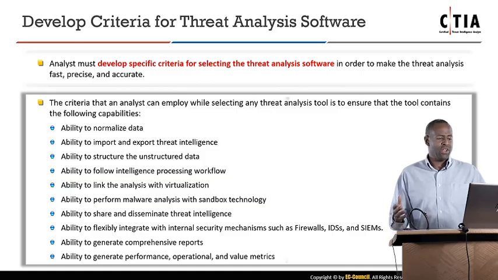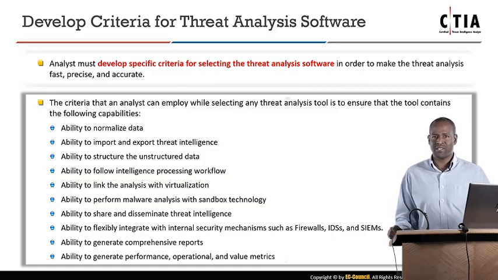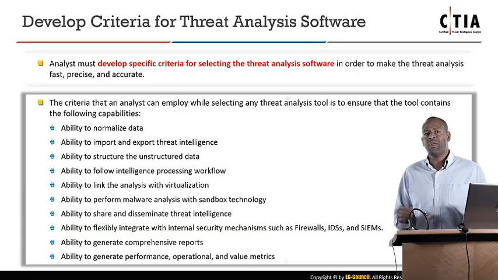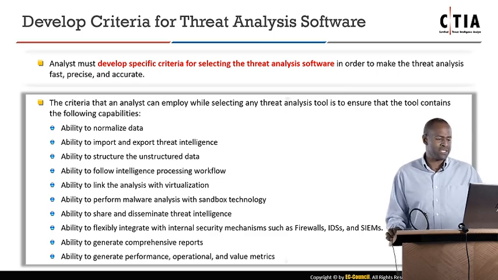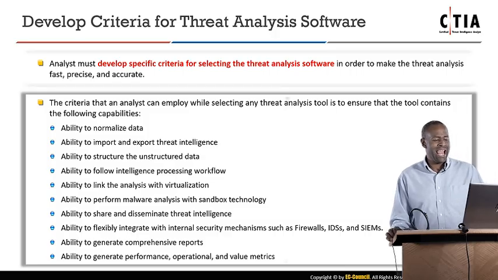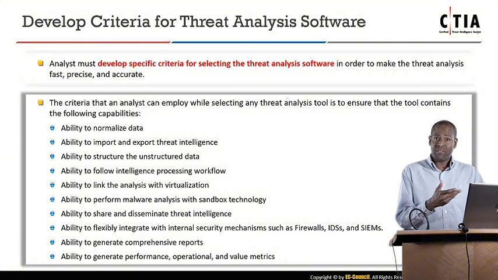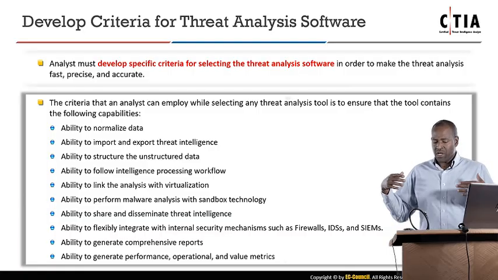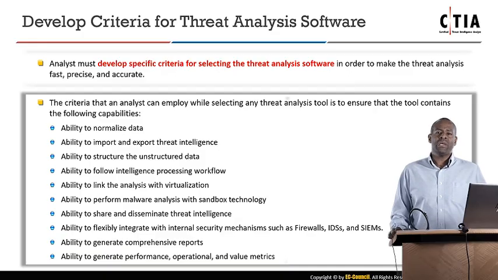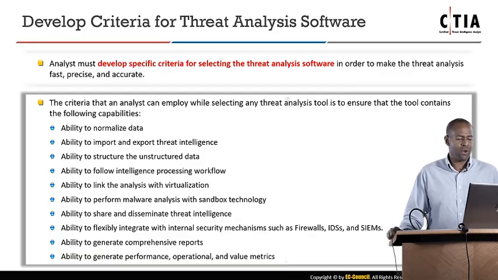Number one, the ability to normalize data. Do you remember when we were talking about data normalization? One of the things that I said is that you're probably not going to be doing this with a pencil and paper or programming it yourself. You're going to be using a tool that'll run through these statistical analysis processes. So we want it to normalize data. Number two, we want to import and export threat intelligence. And when we do this, we'll be able to take the threat intelligence that we have and turn it into something that can be imported into our threat analysis software, so that it can be used to protect our enterprise.